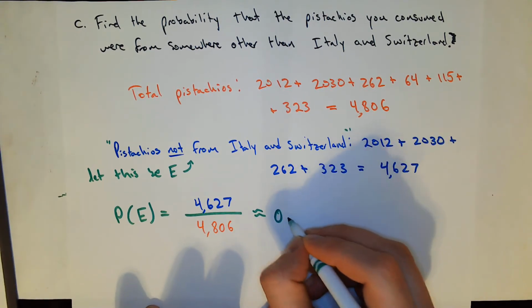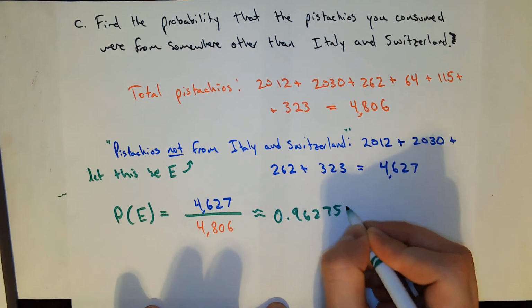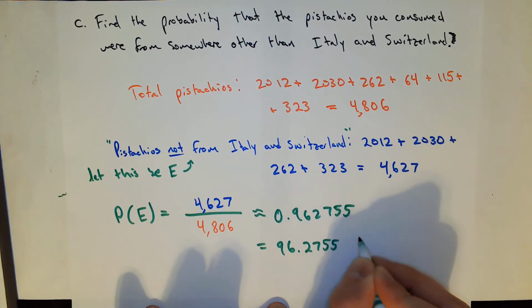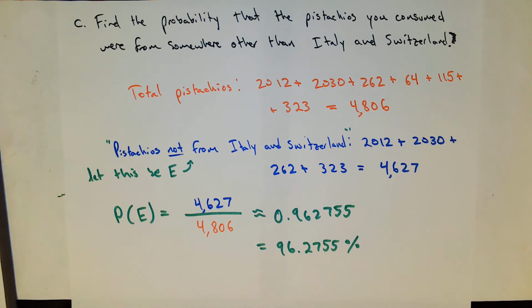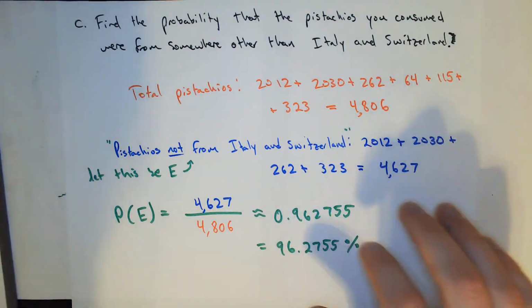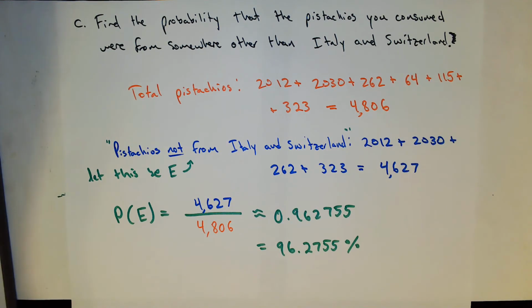Let's see, 0.962755, which is equivalent to 96.2755%. Nice. Okay, so that is the last example for this section.